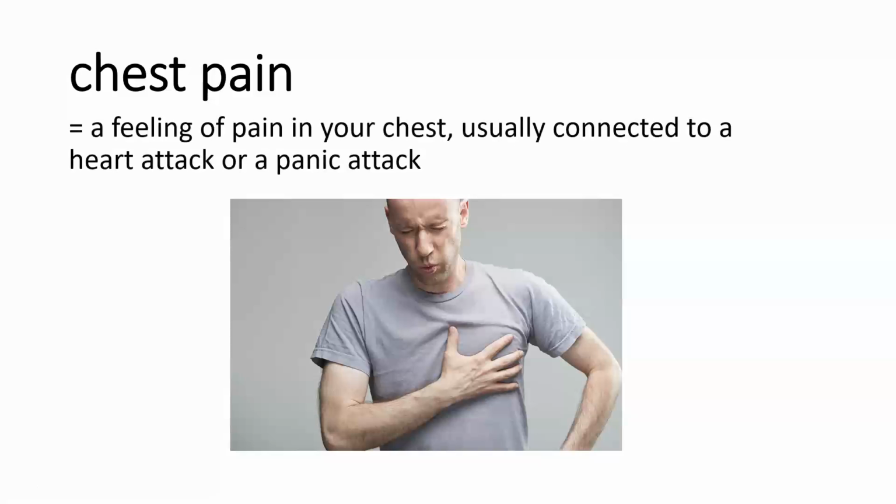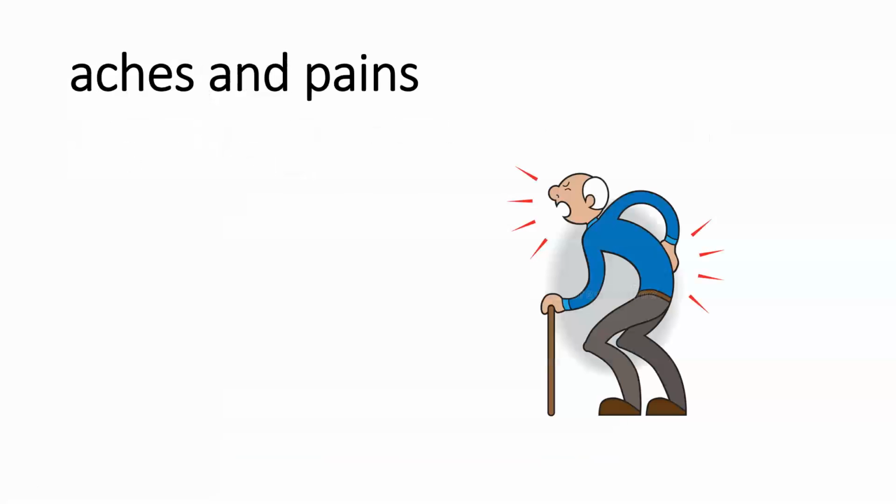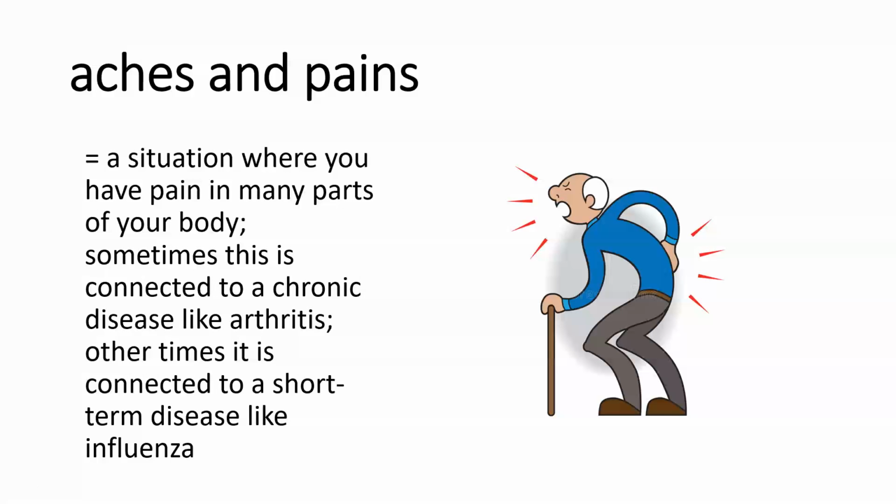usually connected to a heart attack, or it can sometimes be a panic attack if you have pain in your chest. And then the last one, aches and pains. Aches and pains is a situation where you have pain in many parts of your body. Sometimes this is connected to a chronic disease, like arthritis. Then you would have aches and pains like in your hands and your knees sometimes.